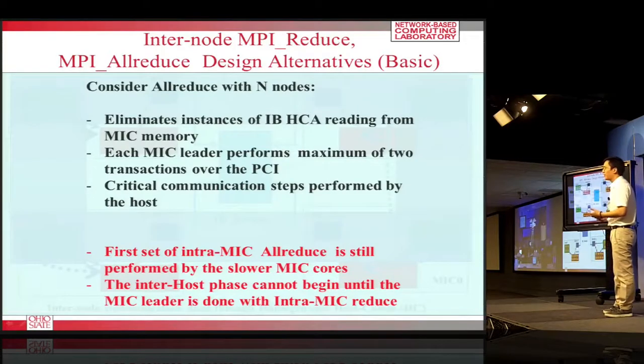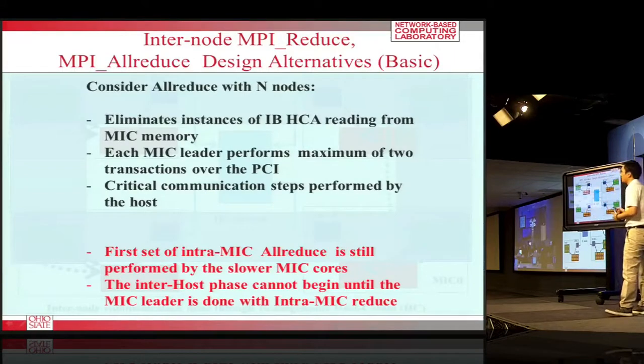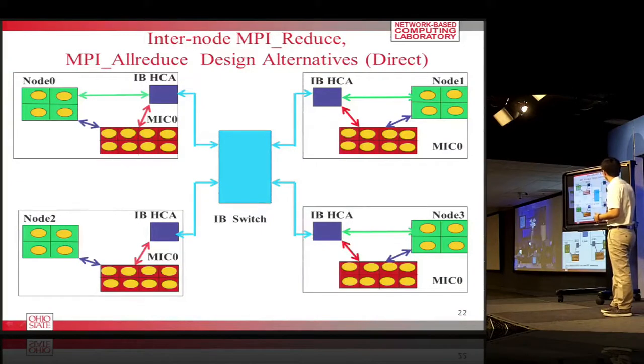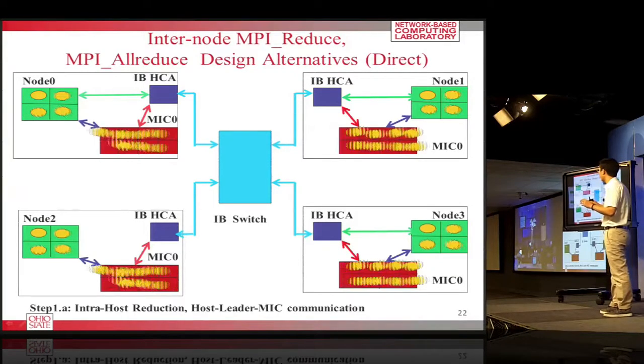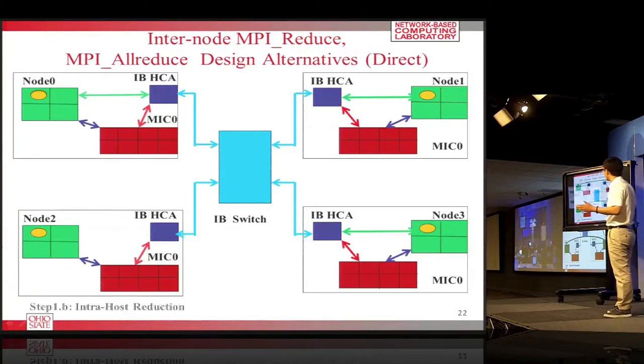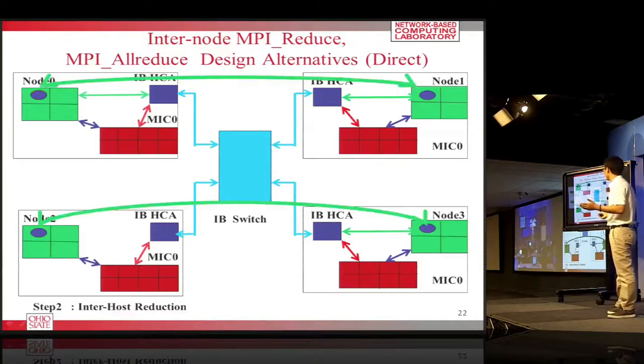Okay, so we optimize this basic design. We can have a look at another design scheme. We call it direct. For example, in the first step, we just do the inter-host reduction. This means each processor in the MIC will directly send data to the leader of the host. And then in the second step, the inter-host reduction occurs. In the third step, there is an inter-host and inter-MIC broadcast.